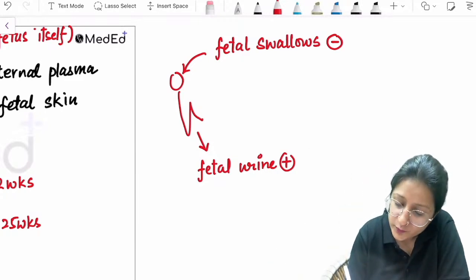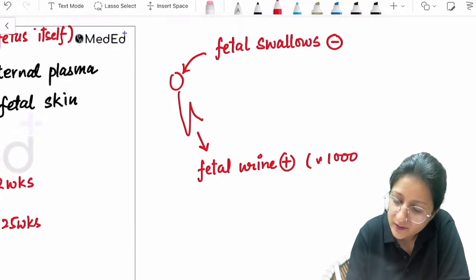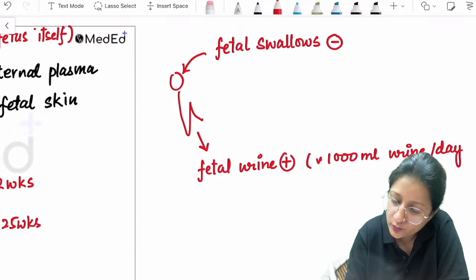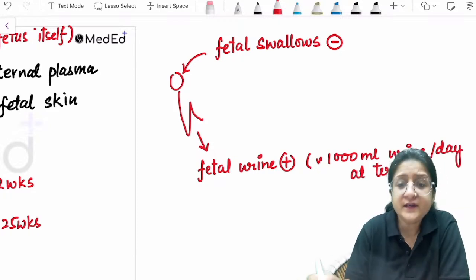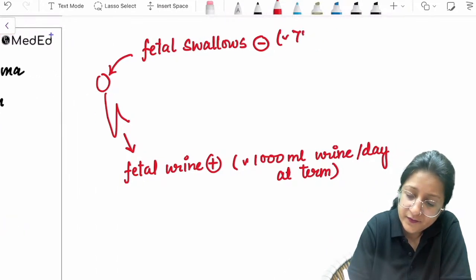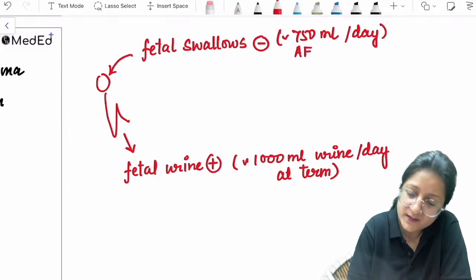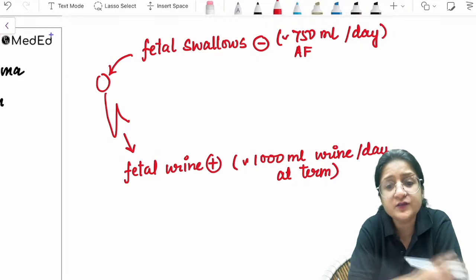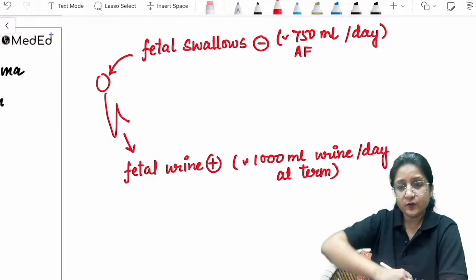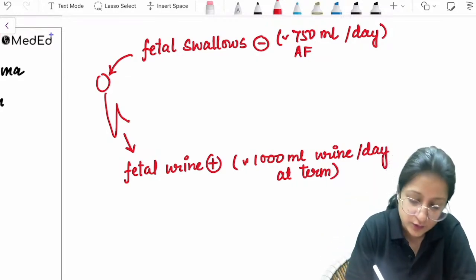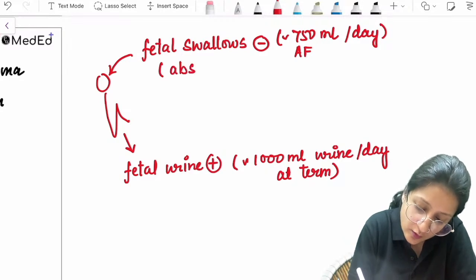The fetus produces about 1000 ml of urine per day at term. That's a lot of urine. The fetus swallows about 750 ml of amniotic fluid per day. Whatever the fetus swallows is going to be absorbed by the fetal gut as well.